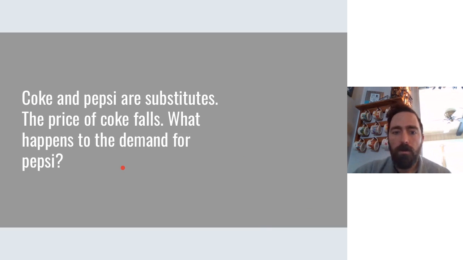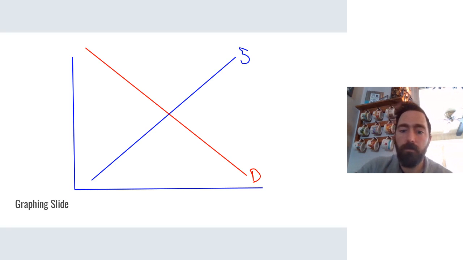Number 6, Coke and Pepsi are substitutes. There's the giveaway there, substitutes. The price of Coke falls. What happens to the demand for Pepsi? All right, so when you see substitutes, that's the giveaway. We know that when we're talking substitutes and complements, we're talking what? Demand. Okay? So go ahead and graph it out.